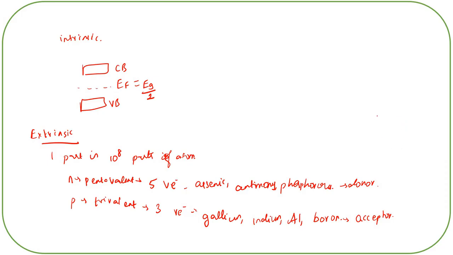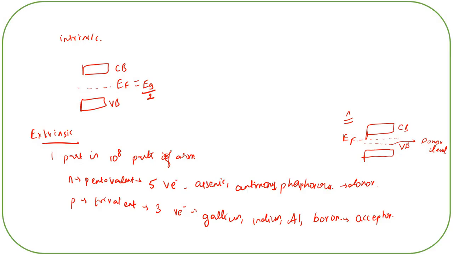In N-type, we have the valence band and conduction band, and the Fermi level EF lies near the conduction band for N-type. Here we have another imaginary band called the donor level.